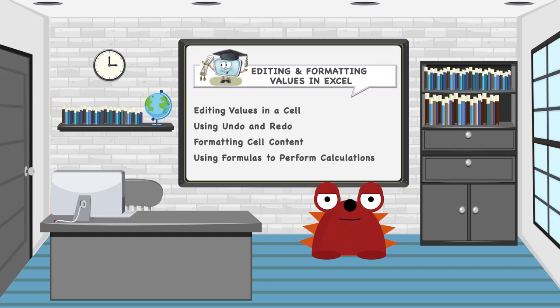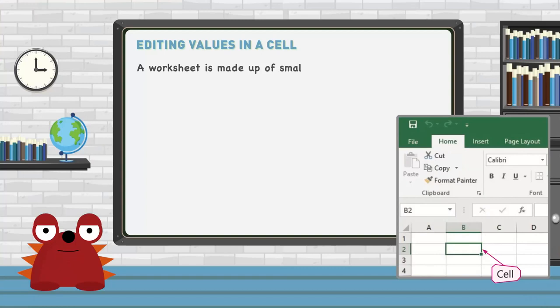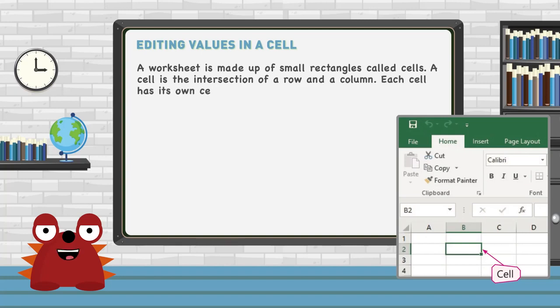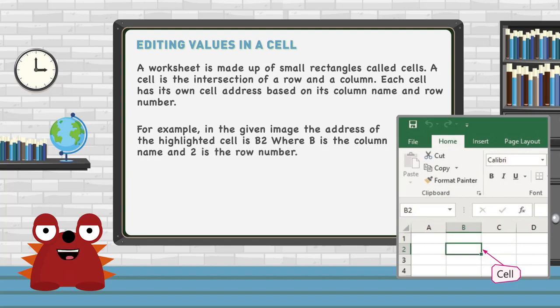So let's begin firstly by learning about editing values in a cell. A worksheet is made up of these small rectangles called cells. A cell is the intersection of a row and a column. Each cell has its own cell address based on its column name and row number. For example, in the given image, the address of the highlighted cell is B2, where B is the column name and 2 is the row number it's in.